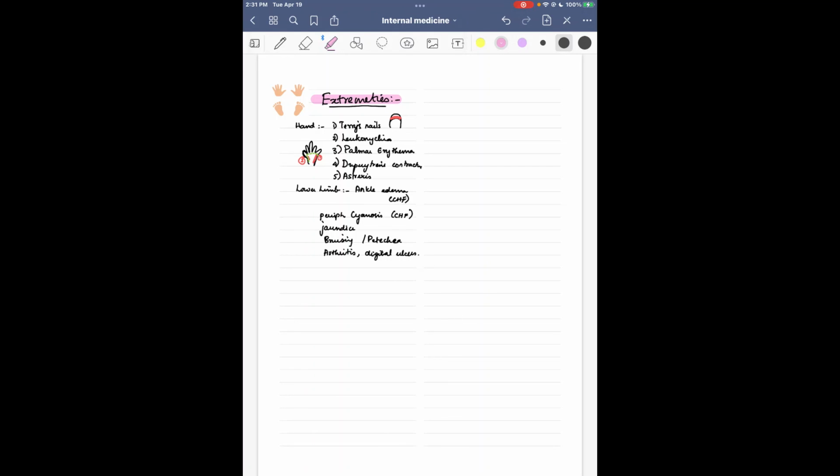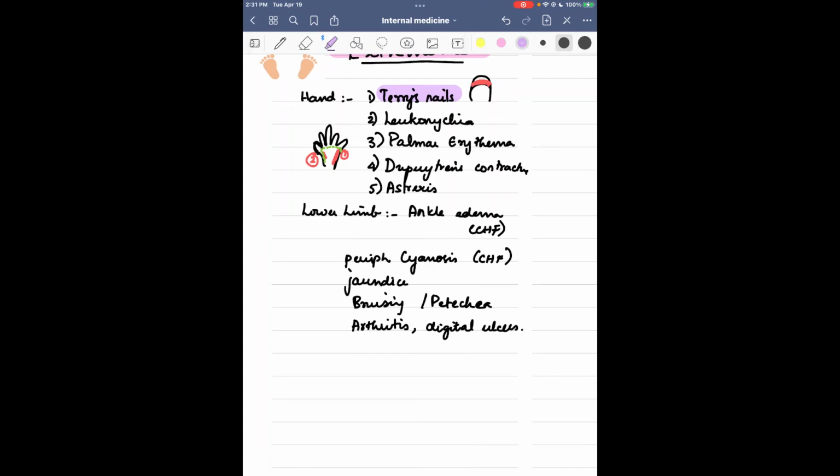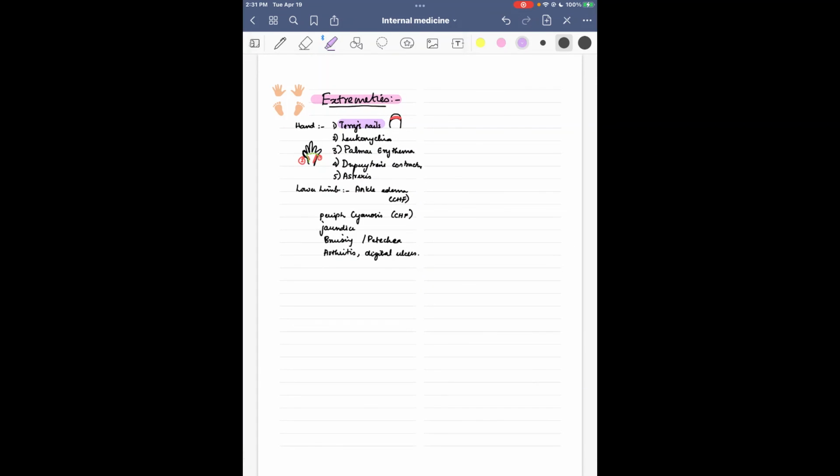So first is the hand, we look for Terry's nails, and then leukonychia, palmar erythema, usually seen on the hypothenar eminence, Dupuytren's contracture, and asterixis. In the lower limb, we can look for ankle edema, and then peripheral cyanosis in both the limbs. And then we can look for jaundice and bruising and petechiae because of decompensated liver, and then arthritis and digital ulcers in case of autoimmune conditions.